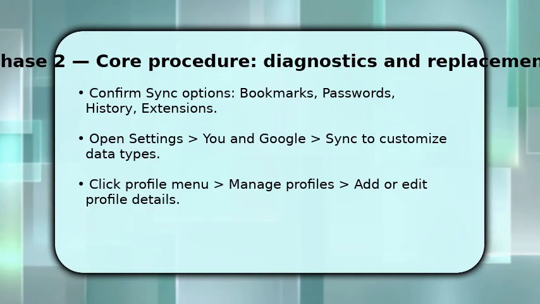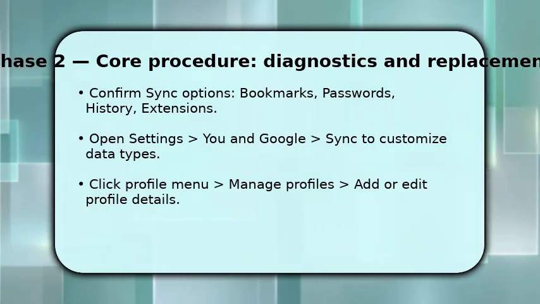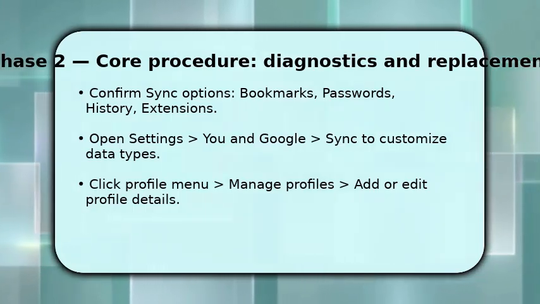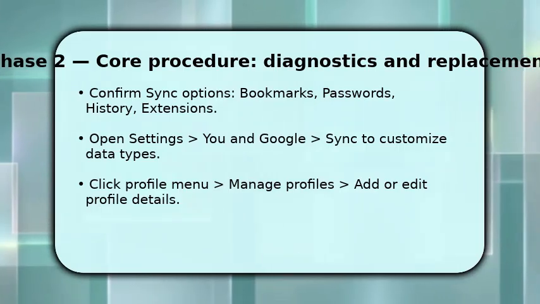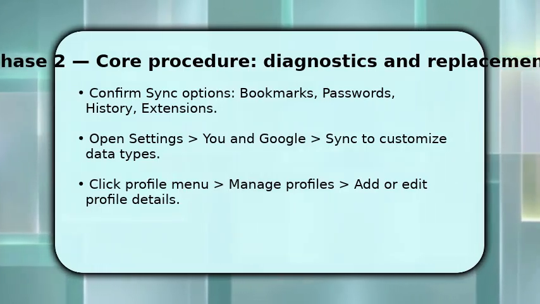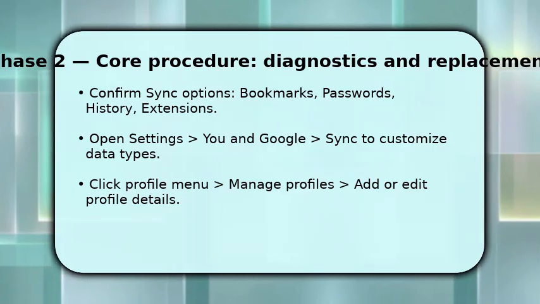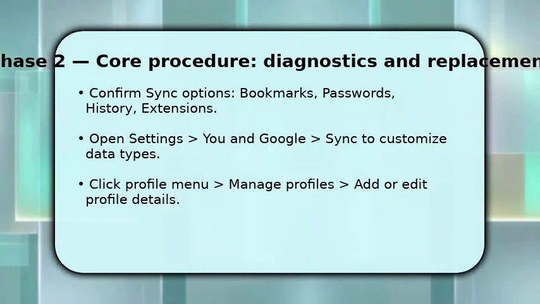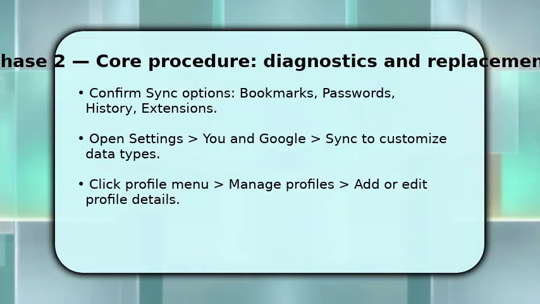Next, polish the local profile. Open the Profile menu, choose Manage Profiles, and edit the profile name and picture so it's recognizable on the desktop. When finished, Chrome will keep cloud and local settings aligned. This makes switching between accounts predictable and fast.